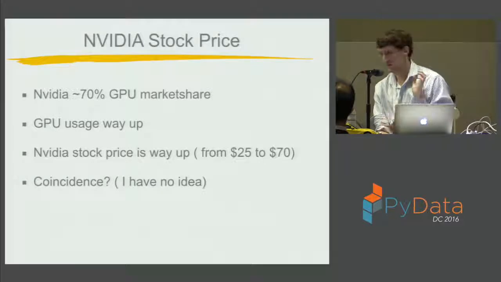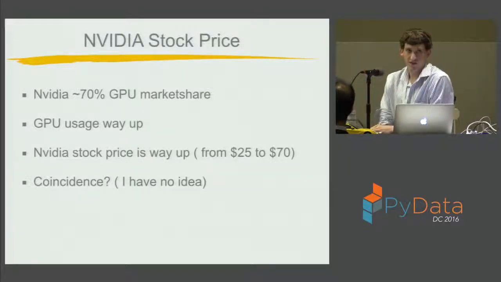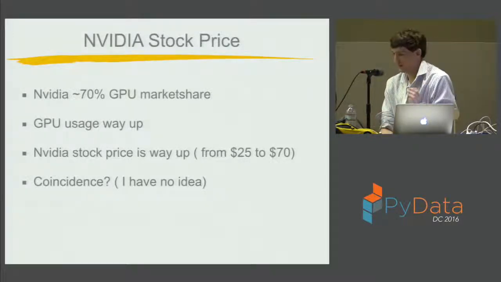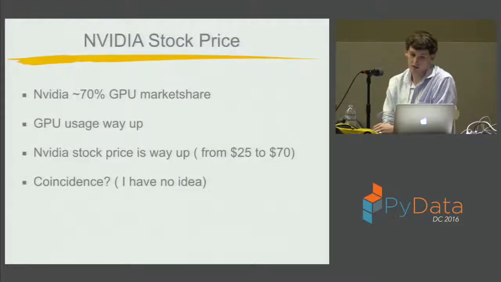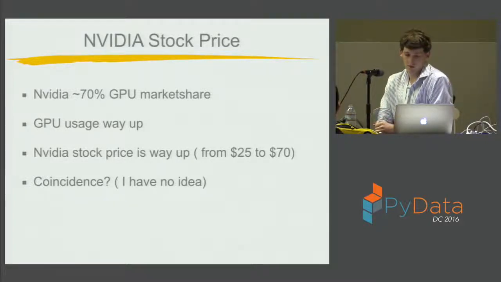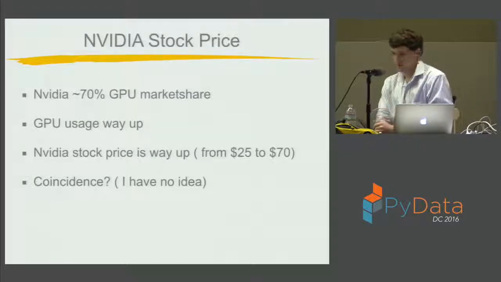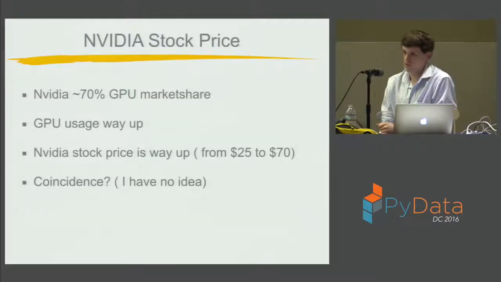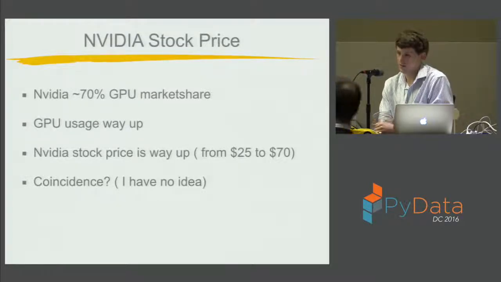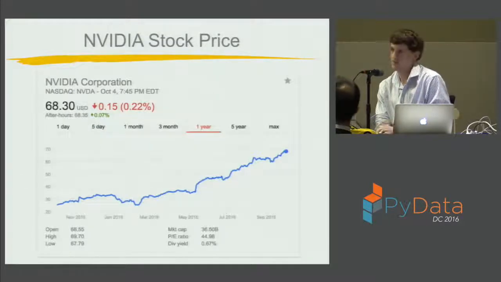So just to further hammer that point, NVIDIA is the market leader in selling GPUs. They've got a 70% market share, I think. I think their market share has gone down a little bit recently, but still pretty strong. GPU usage is way up. And just in this past year, I had no idea it went up this much. The price is 3 times what it was a year ago. It's crazy. If you bought NVIDIA, you would be rich. And so is it a coincidence that GPU usage has skyrocketed and so has NVIDIA stock price? I don't know, but it's an interesting question.